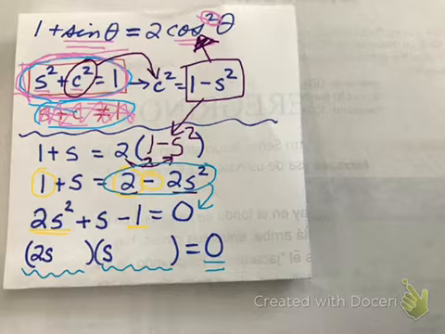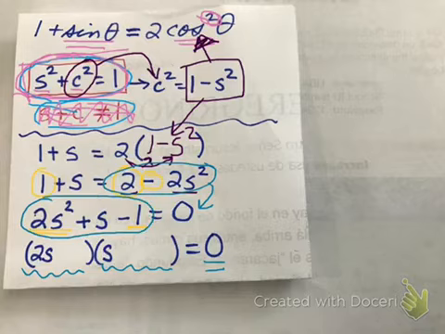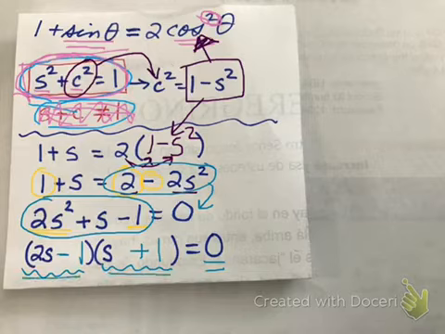Notice I have a quadratic, a trinomial here. And if you don't know how to factor this, that's a whole other ball game. In this video, I'm not going to show you how to factor, but you're going to have to learn how to factor these. Otherwise, you can't do these problems. Alrighty, so I got 2s and s, and I think this is a plus 1 and a minus 1. Yep, that works.